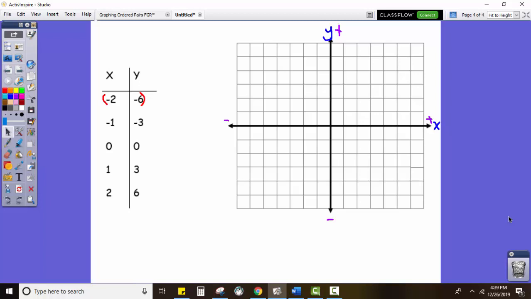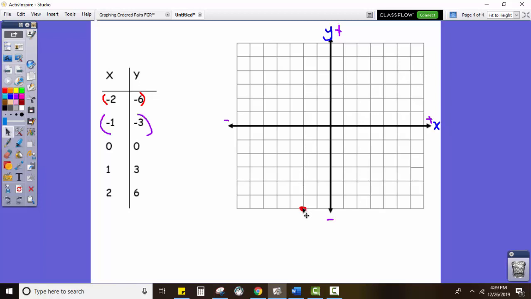So my first ordered pair is -2, -6. I start at 0. I move over first to -2, so that would be to the left. 1, 2. There's -2. The y value is -6. That means go down 6. 1, 2, 3, 4, 5, and 6. And I'll put my point there.